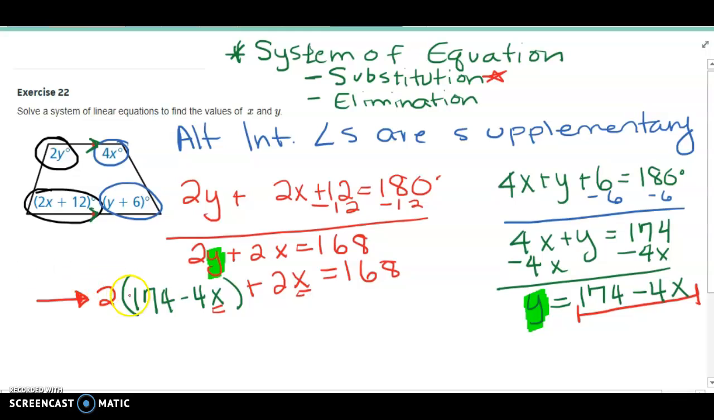From there, you can just distribute the 2 through, work it out, solve for x, and then after you have x, you can plug x in right here to solve for y. So hopefully that explains how you do it. Let me know if you still have questions.